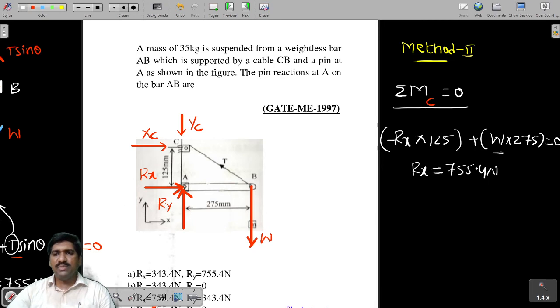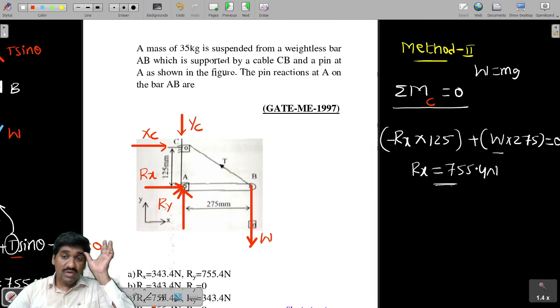So what about W? Here W stands for mass multiplied by gravity. The mass is 35 kg, and gravity is 9.85 meters per second square. Is that clear? There is the picture. Now this is the value for X.